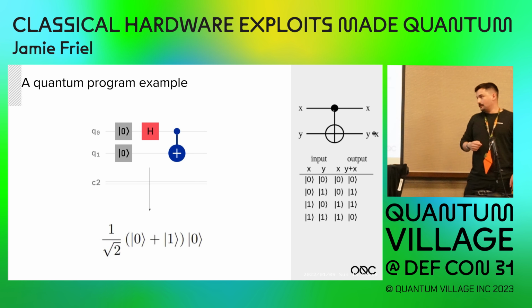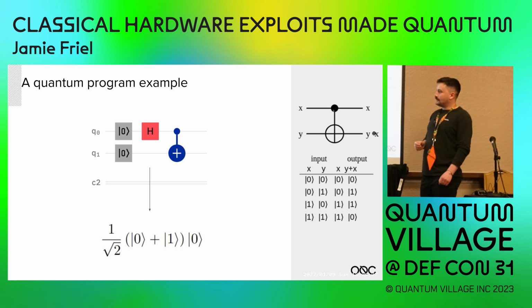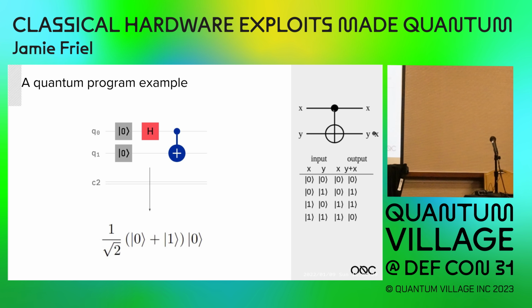So, an example. This is called a Bell test, or GHZ state. Lots of physicist names in that. Start with Hadamard. Let's break it down. This is the first qubit, that's this rail. This is the second qubit, that's this rail here.